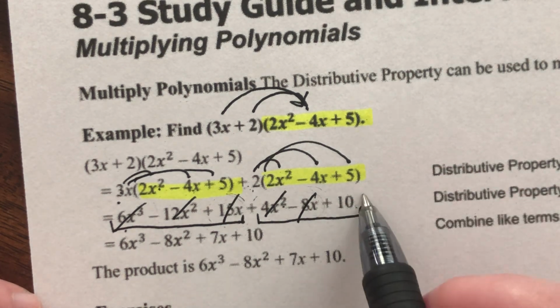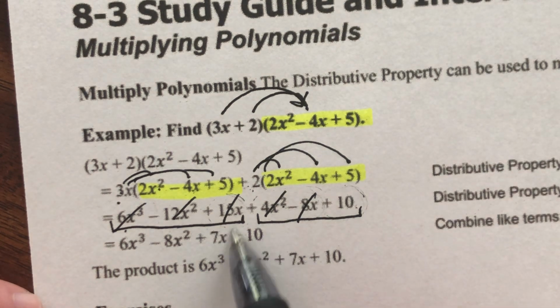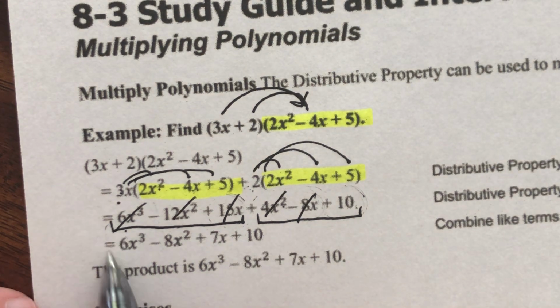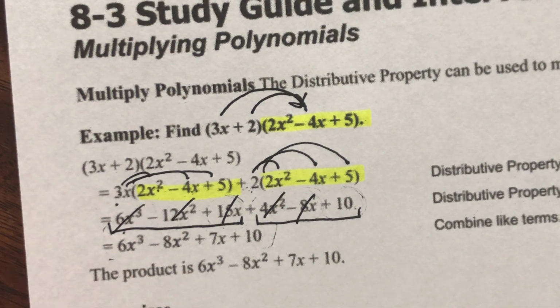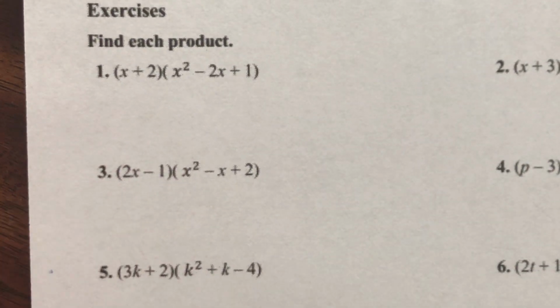And lastly, I've got this 10 hanging off the end, and there's nothing else to combine it with, so it just stays 10. So once I've simplified everything at the end, this is my answer, what I get. So I just distributed, that's it. Okay, so let's do that a couple times here, and then we are all done with this lesson.